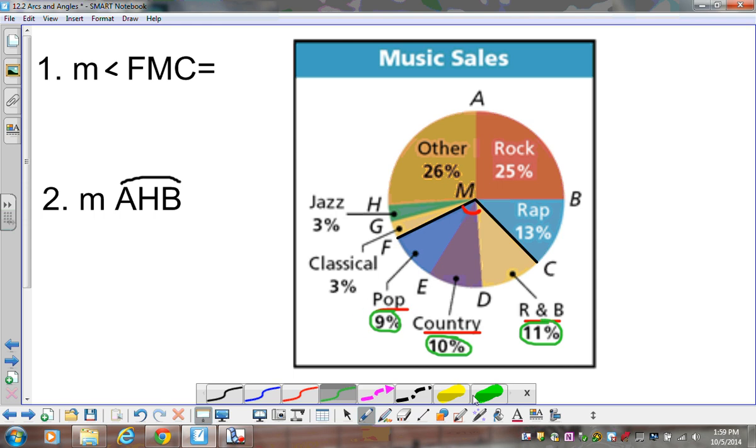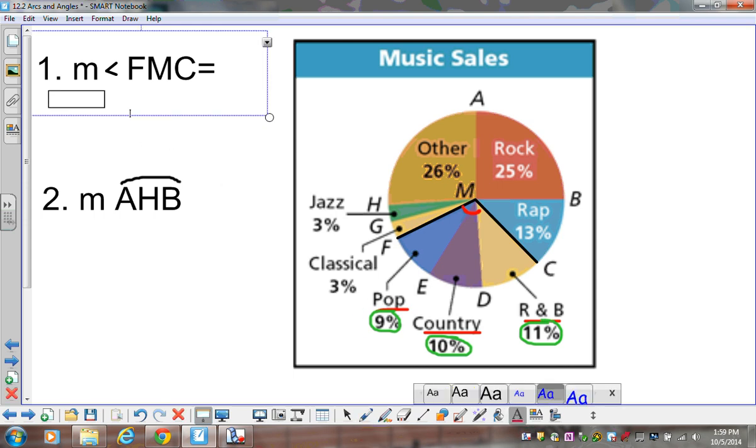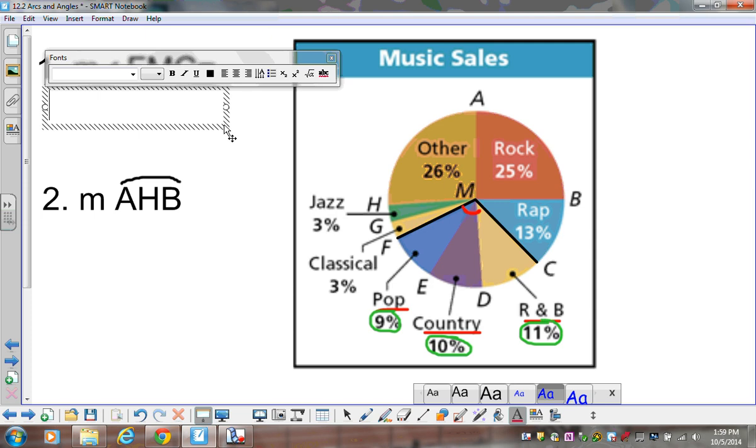All right, so we've got 9%, so I'm going to put this right over here. All right, so 9%, if I convert that percentage to a decimal, that's going to be 0.09. We will multiply that by, if you guys remember, the degree measure of my entire circle, which is 360 degrees. All right, so if we take 9% or 0.09 and multiply it by 360 degrees, that'll give me 32.4 degrees. All right, so just the measure of my pop, my music sales, is going to be 32.4 degrees.